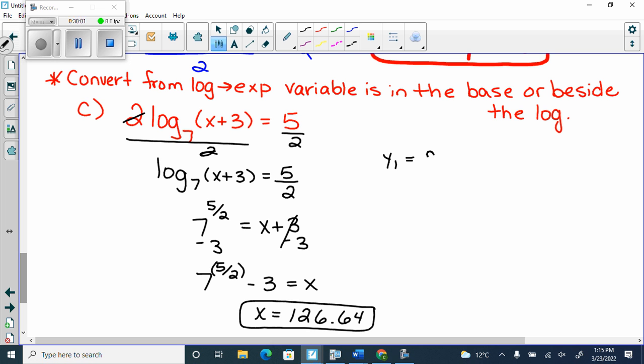Our y1 is going to be 2 log base 7 of x plus 3. And our y2 is going to be 5. We don't put it in as any other way. Just put it in the way we had it. And I know my x needs to be 126, so my x max is going to have to be bigger than that. So we can make our x max be 130, let's say. The rest can all stay the same. It's your x max that needs to be big enough to see it.